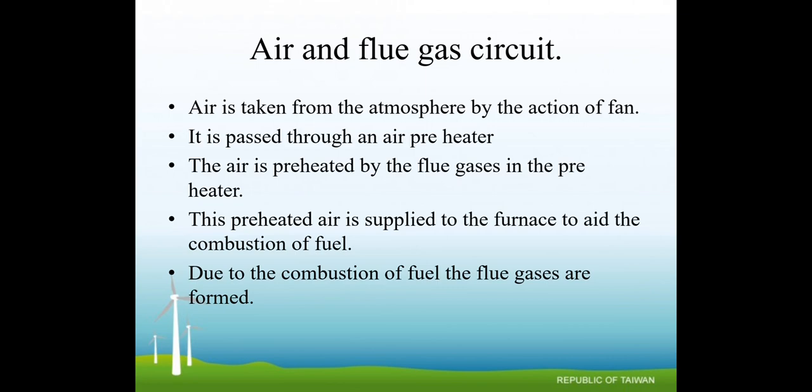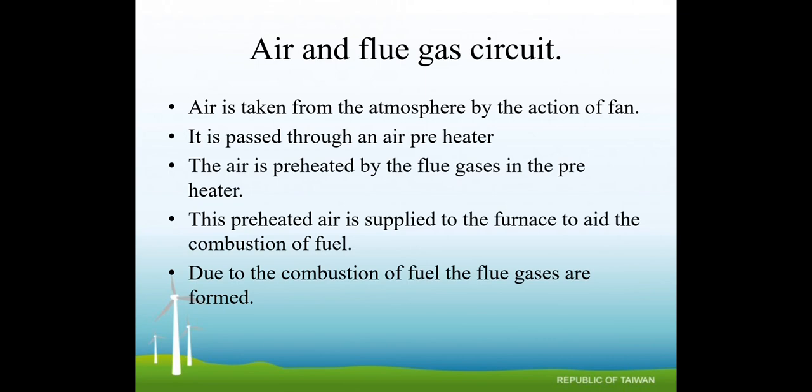Air is taken from the atmosphere by the action of a fan. It is a suction fan. The reason for the fan is to increase the quantity of air to the furnace. It is possible to achieve complete combustion. The air is passed through the air preheater, because the air preheater helps to remove unwanted moisture from the atmospheric air. The air is preheated by the flue gas in the preheater.